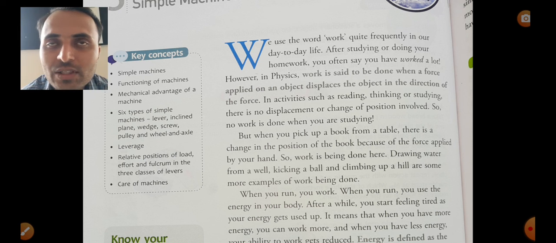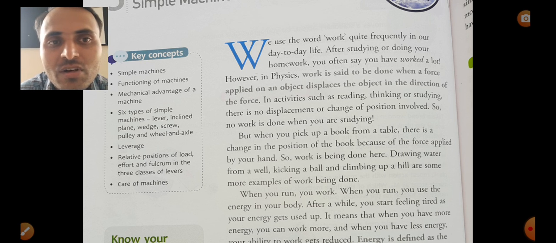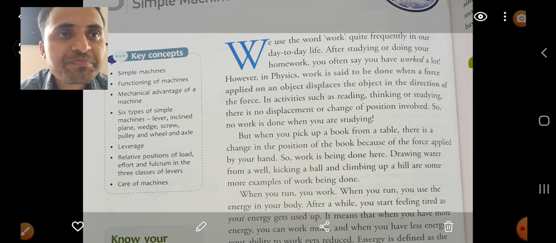Then we have to see a total of 6 types of simple machines: lever, inclined plane, wedge, screw, pulley, and wheel and axle. Then we have to see a new concept, leverage. What do you mean by leverage? Then we have to see the relative positions of load, effort and fulcrum in 3 classes of levers. Okay, and finally we have to see care of machines.